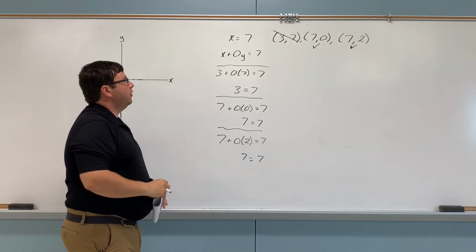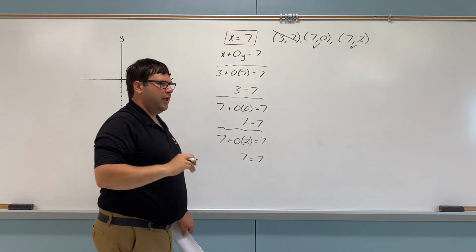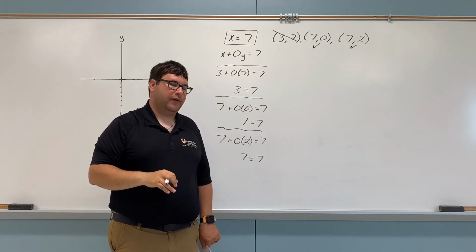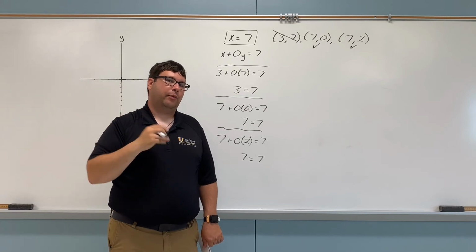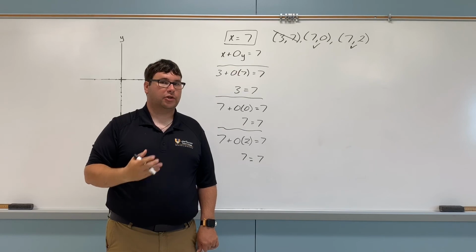Now, in this particular case, x equals 7 is a very special kind of line. It's actually going to be a vertical line, and we'll talk more about those in a future lecture. For now, that concludes section 3.1.